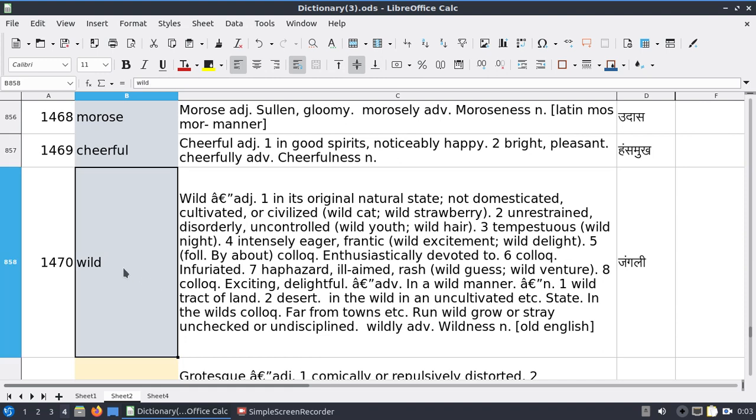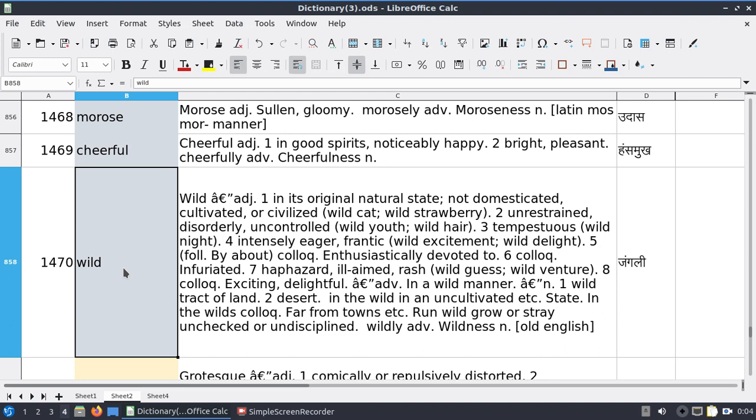Wild. Wild means unrestrained. It is not domesticated. Domesticated dog is different from wild dog. Domesticated dog listens to your words. Wild dog doesn't listen to your words. This is not cultivated. It is not civilized. Wild cat, wild buffalo, etc. They will not listen to you. Right? They are not restrained. They cannot be restrained by you. They cannot be controlled by you.